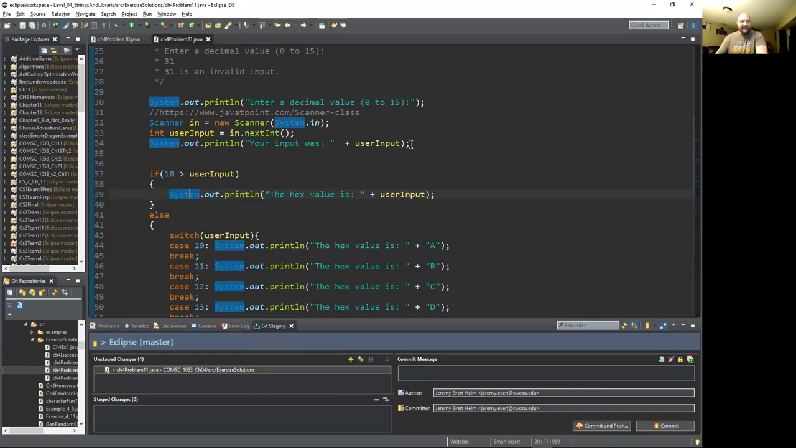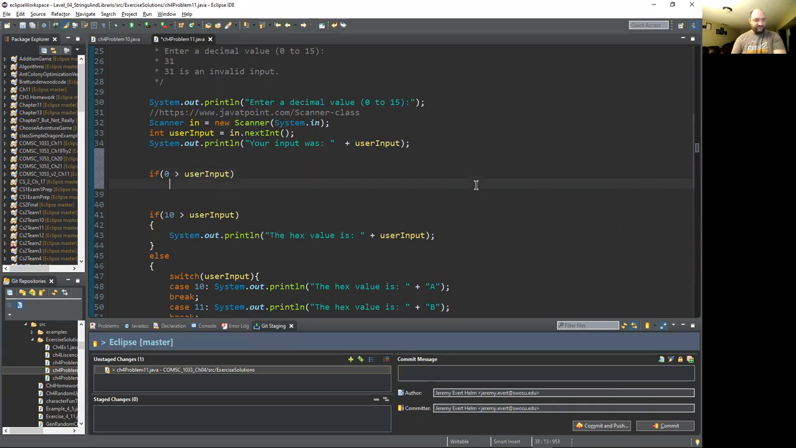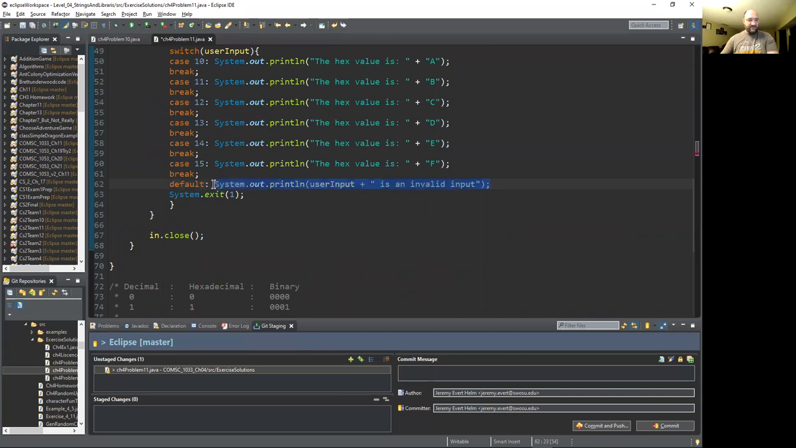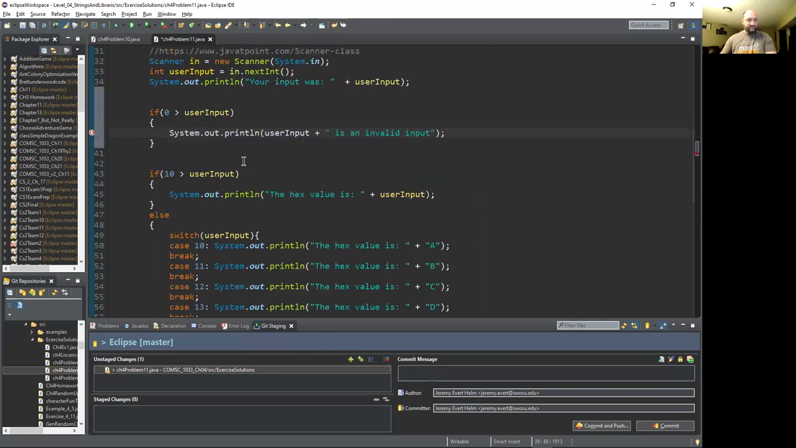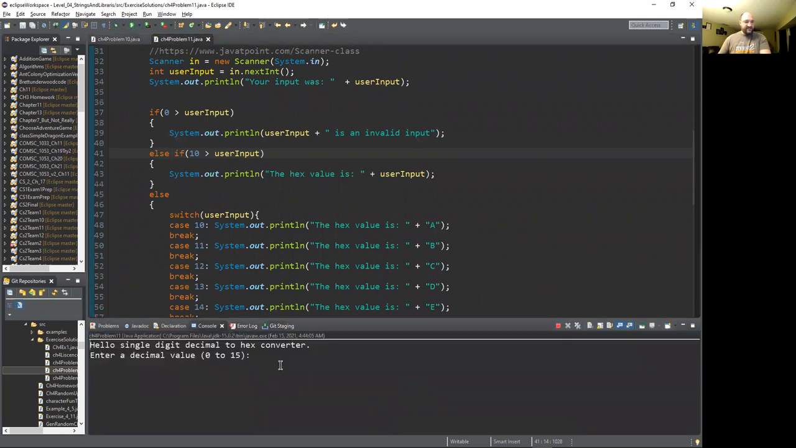Now, if I was being careful, I would probably do something like this. I would say if 0 is greater than user input, then I would say something like this. Do I already have that line typed? Yeah, let's just grab this line right here. And then I would say else if. Let's poke at that a little bit and see if I've messed anything up. Let's test this. Let's do -2, invalid input. Cool.